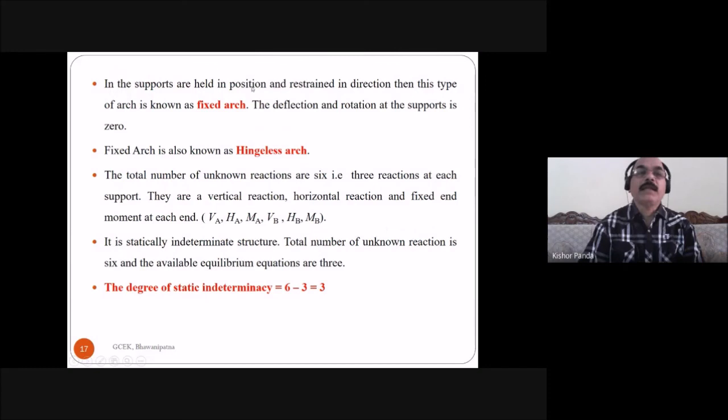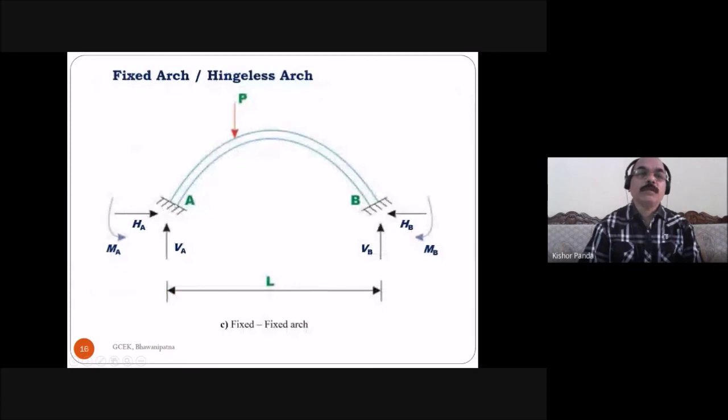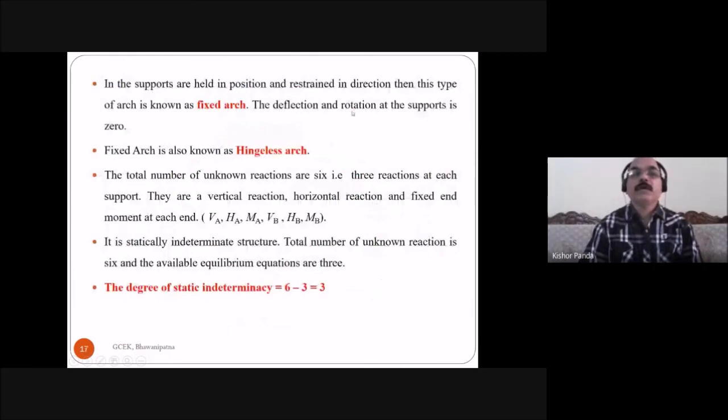If the supports are held in position and restrained in direction, then this type of arch is known as a fixed arch. The deflection and rotation at the support is 0, because there is no displacement along the vertical direction, no displacement along the horizontal direction, and no rotational displacement. So the deflection and rotation at the support is 0 in the case of a fixed arch.